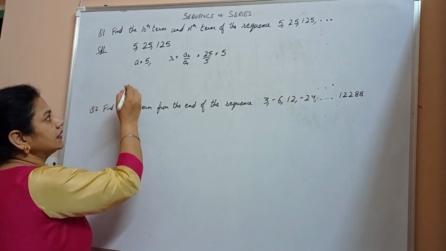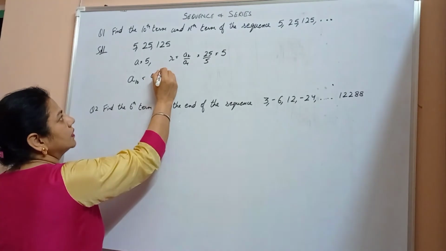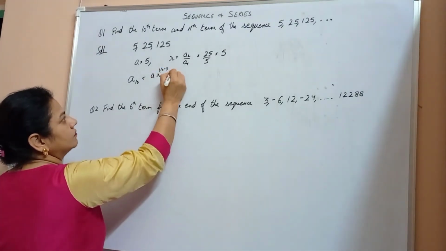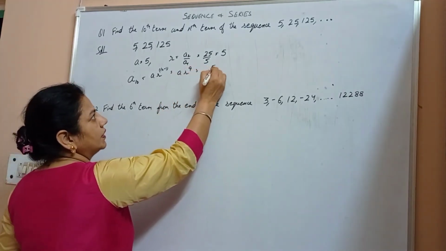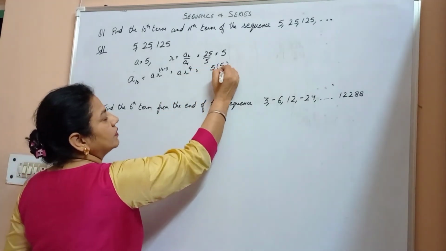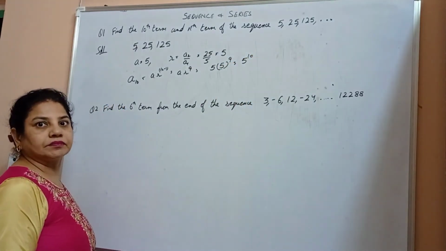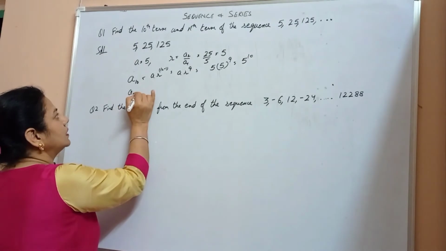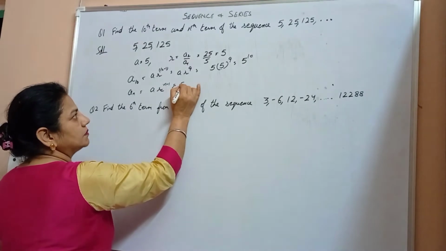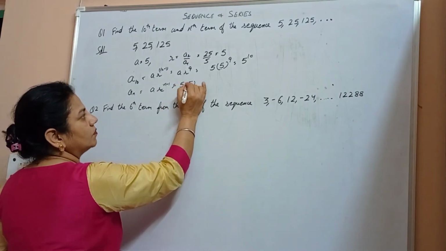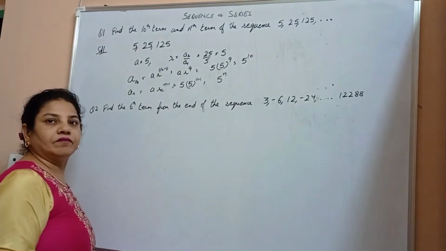Common ratio is 5 and the first term is 5. I have to calculate the 10th term. The 10th term is equal to ar^(10-1), which is equal to ar^9. So a is my first term, 5, and the common ratio is again 5. So 5 into 5 to the power 9 is 5 to the power 10, the 10th term. For the nth term, an is given as ar^(n-1). Here a, my first term, is 5 and the common ratio is 5, so 5 into 5^(n-1) is equal to 5^n. The nth term is 5 to the power n.